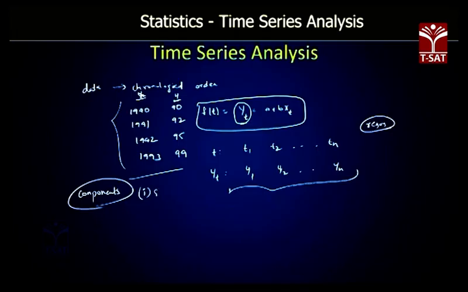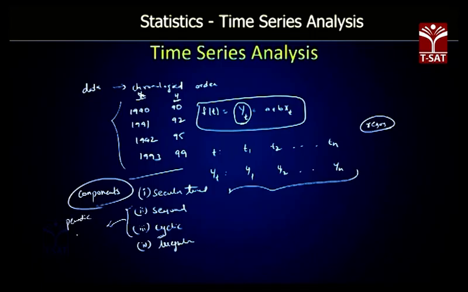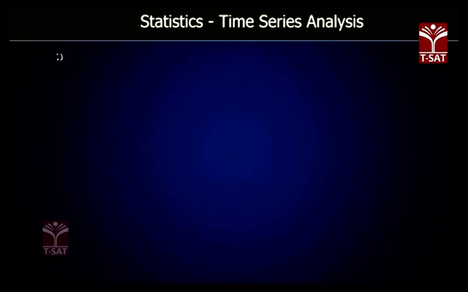The first one is secular trend. The second one is seasonal variations. The third one is cyclic variations. The fourth one is irregular variations. Now in this, the seasonal and cyclic are periodic variations. These both you can call periodic variations. Now we will see each and every one clearly. So first, secular trend.